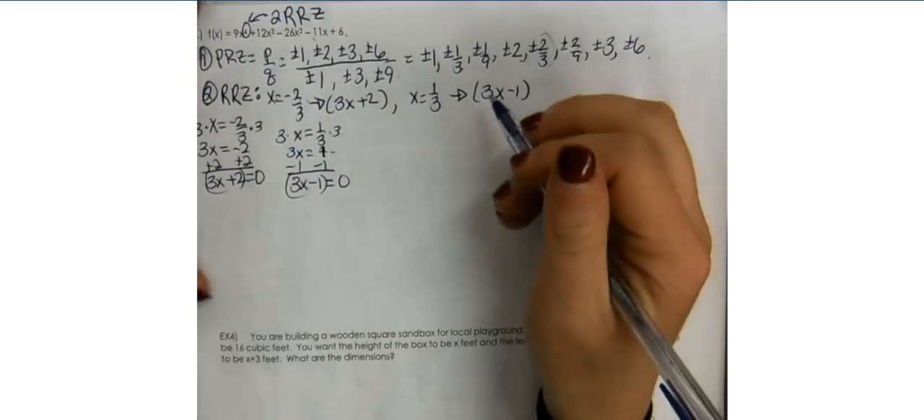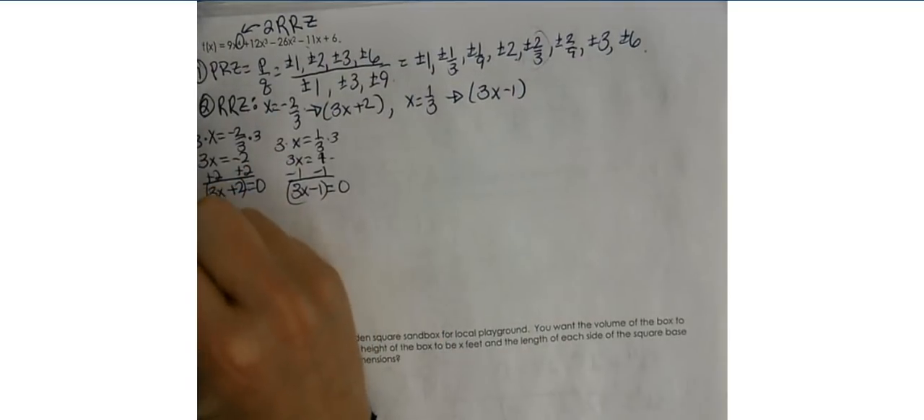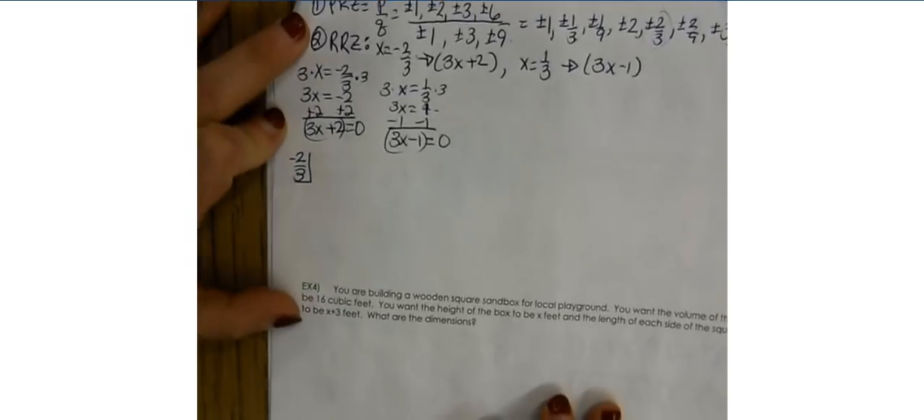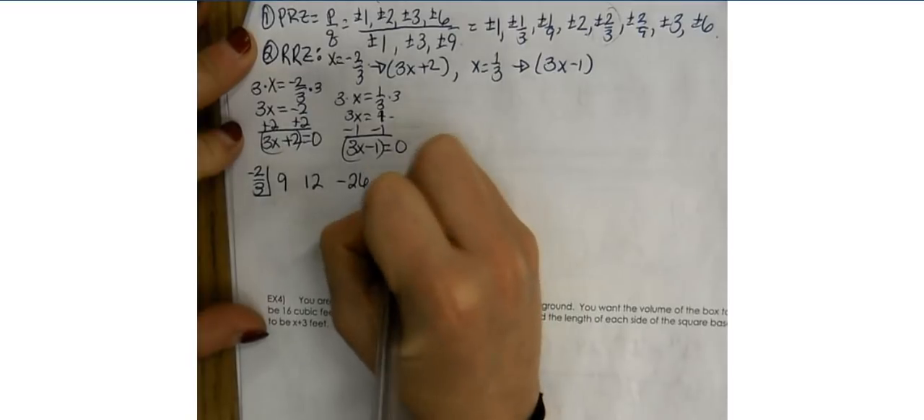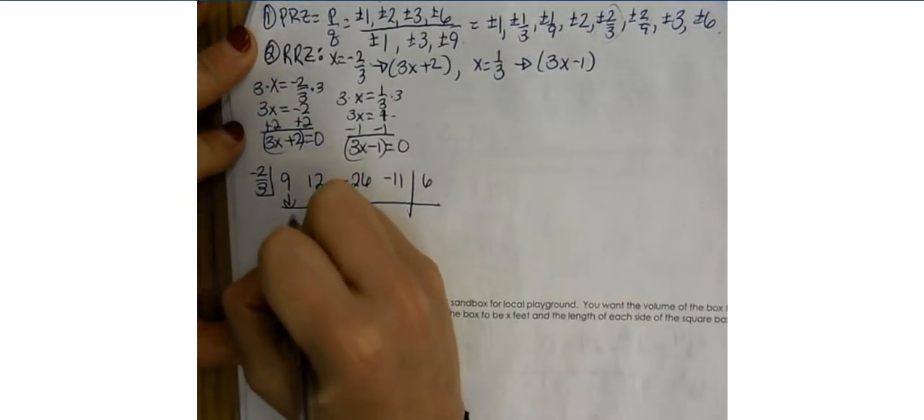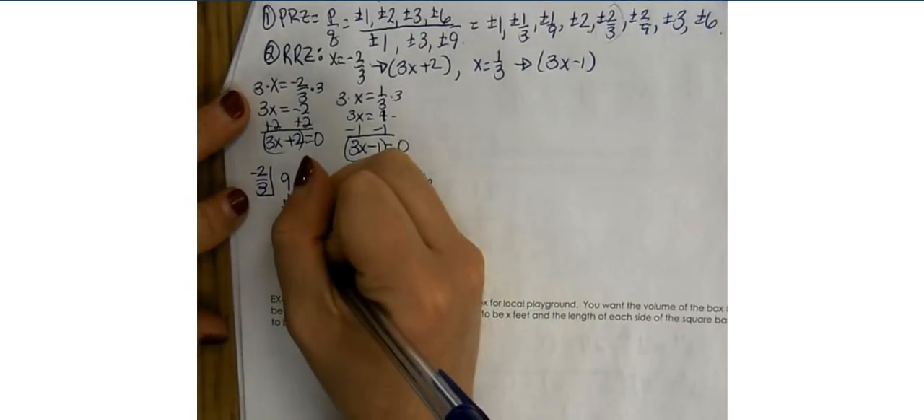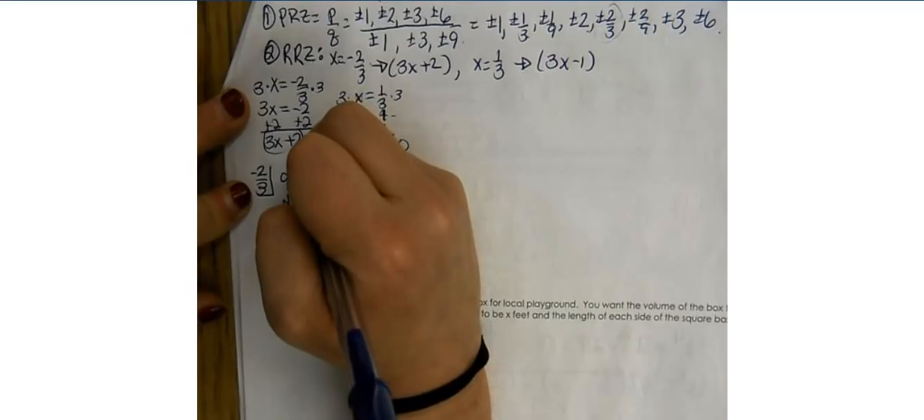Cool. So now I'm going to use that negative 2/3 from my original problem, and I'm going to do synthetic division twice. So I'm going to write negative 2/3 inside of the box, and I'm going to write 9, 12, negative 26, negative 11, and 6. I'm going to bring down the 9. Negative 2/3 times 9, that's equal to negative 18 divided by 3, which is negative 6.